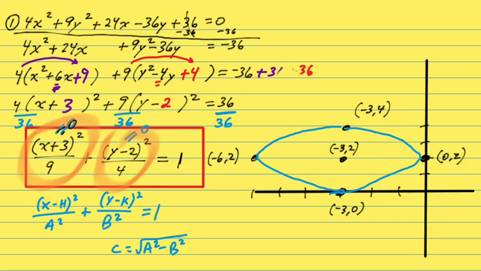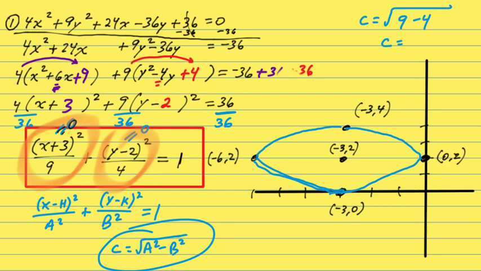Now I need the focal length. C is equal to the square root of a squared minus b squared. So what does that mean? C is going to equal the square root of, what's a squared? 9 minus the b squared. So I get radical 5. This is a hard one. Can anybody move radical 5 to the right and give me the coordinates of this focus?